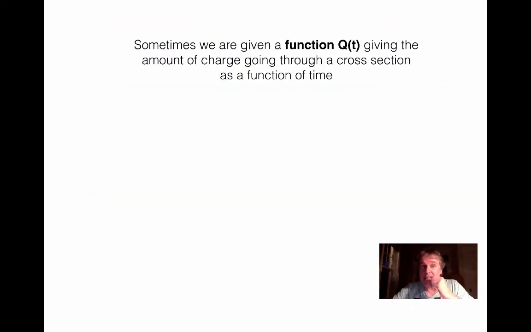Now, sometimes instead of being given a delta t and a delta q, what we're given is the function q as a function of time. This gives the amount of charge going through a cross-section as a function of time. So in that case, how do you find the average current? You just apply the same equation. I average is delta q over delta t in absolute value. But now, because you have a function, how do you figure out delta q?